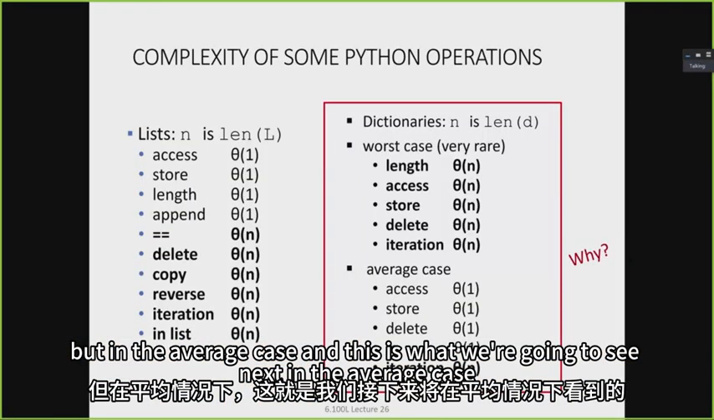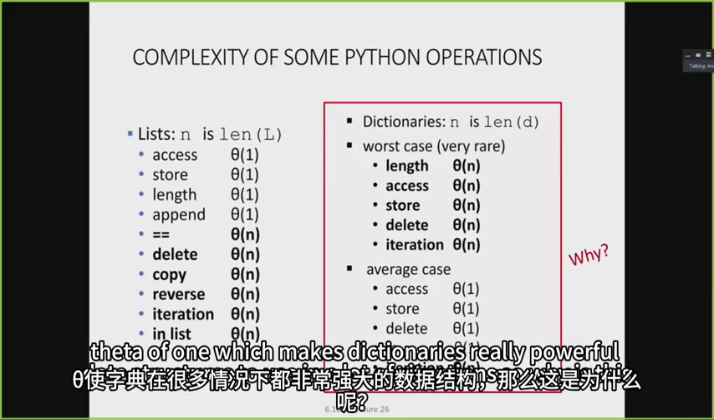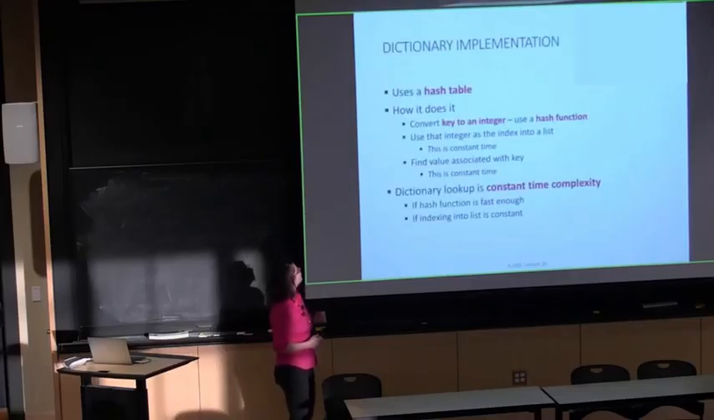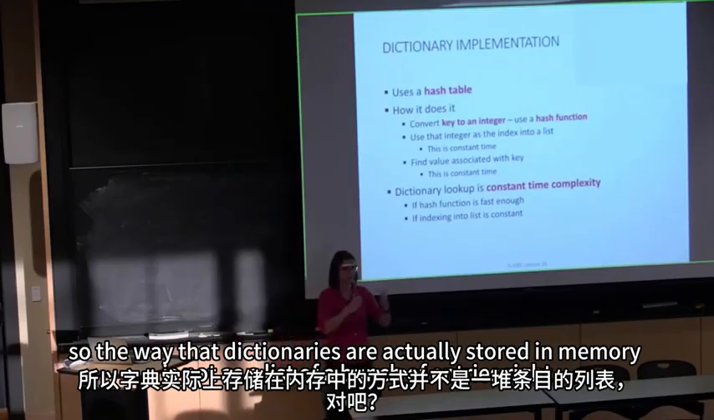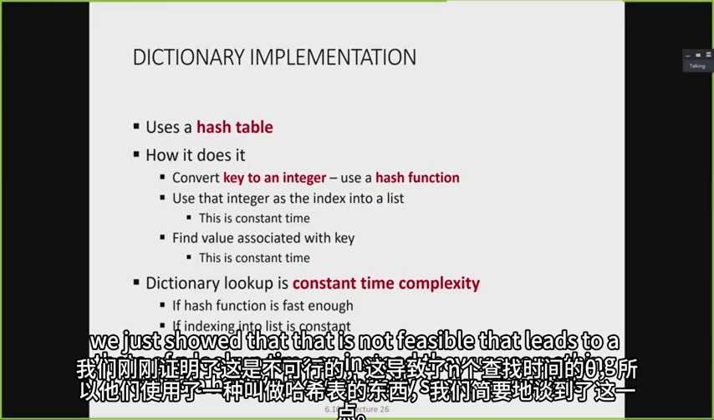But in the average case, and this is what we're going to see next, the time it takes to do a lookup for a key in a dictionary is constant. It's actually theta of 1, which makes dictionaries really powerful data structures to use in a lot of situations. So why is this? Well, it has to do with the idea of hashing. Okay. So the way that dictionaries are actually stored in memory is not as a list of a bunch of entries, right? We just showed that that is not feasible. That leads to a theta of n lookup time. So instead, they use something called a hash table. We briefly spoke about this.